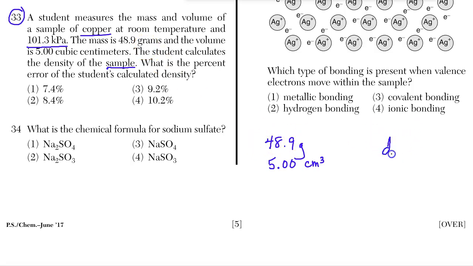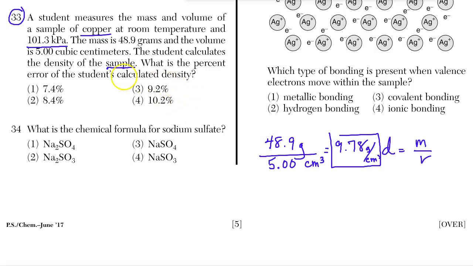And density, of course, is equal to mass over volume. We have the mass, it's over the volume, so let's go find that number. Okay, so 48.9 divided by 5, and that gives me 9.78. So my density is 9.78. Now, that of course is grams per centimeters cubed, and that's my density. Okay, now we need to know the percent error of the student's calculations.